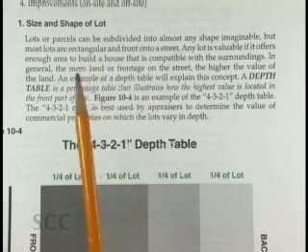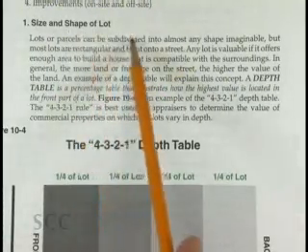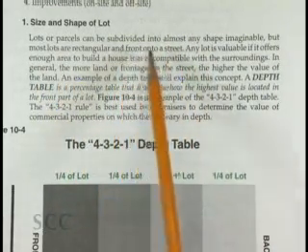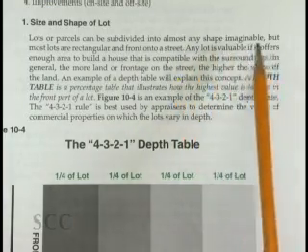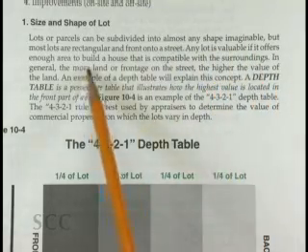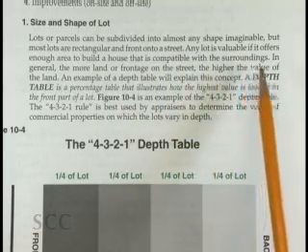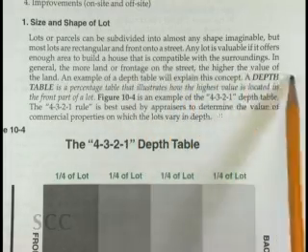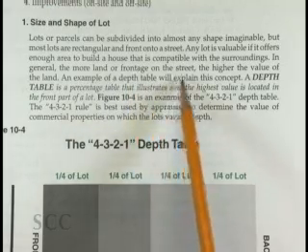It says, size, shape. Lots or parcels can be subdivided in almost any shape imaginable, but most lots are rectangular in front onto the street. Any lot is valuable if it offers enough area to build a house that is compatible with the surroundings. In general, the more land or frontage on the street, the higher the value of the land. An example of a depth table will explain the concept.